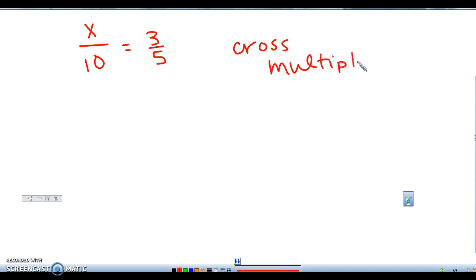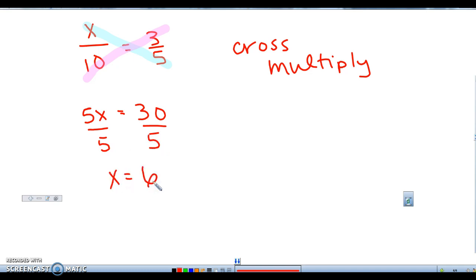There is another way to solve proportions. So let's say we have x over 10 equals 3/5. Instead of saying, what did I do to 10 to get to 5, I can cross multiply. So some of you call this the butterfly method. I'm going to multiply x and 5, and then I'm going to multiply 3 and 10 and set them equal to each other. So 5 times x is 5x, 3 times 10 is 30. I have a simple one-step equation I can solve. Divide both sides by 5. I get x equals 6.